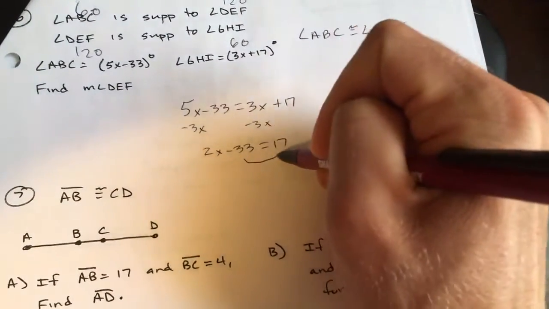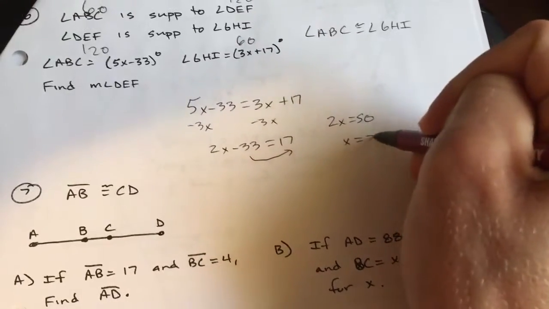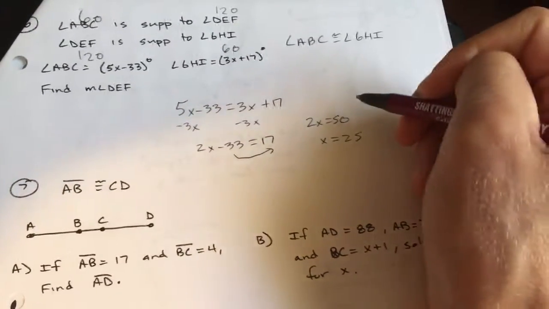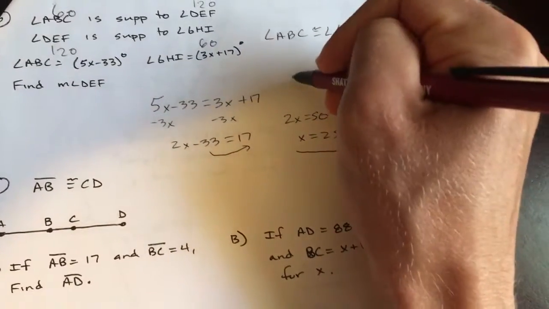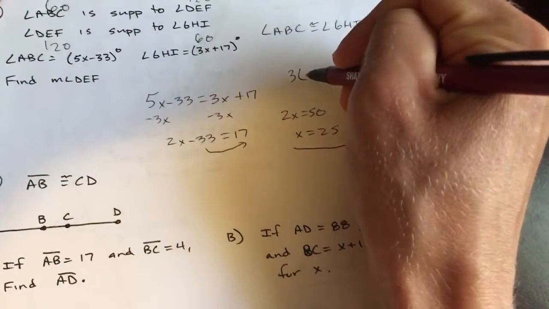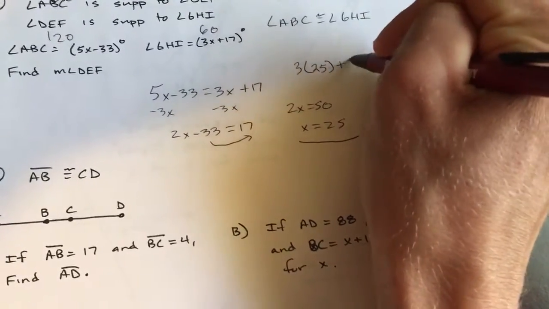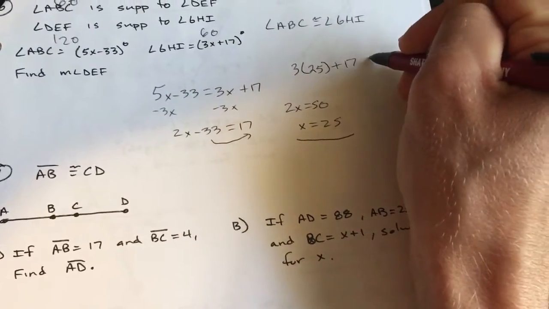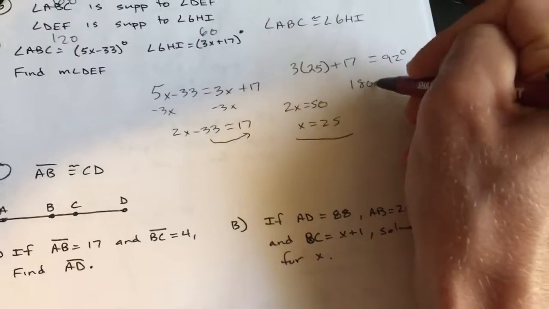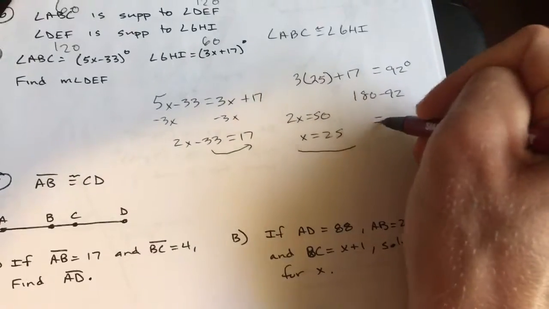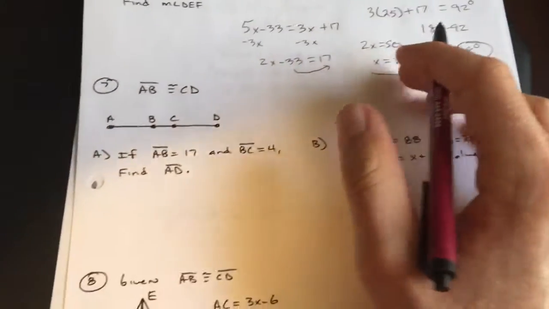I'm going to add 33 to both sides. 2x is 50. X is 25 for our Spanish-speaking audience. Great, X is 25. Now you're like, oh, plug it in. Really, anywhere you want. GHI and ABC are the same angle, so they're not both 60. Again, I just made that up to see how we should solve this. You get 92 degrees for GHI, but you want the supplement of that, so 88 degrees is DEF.